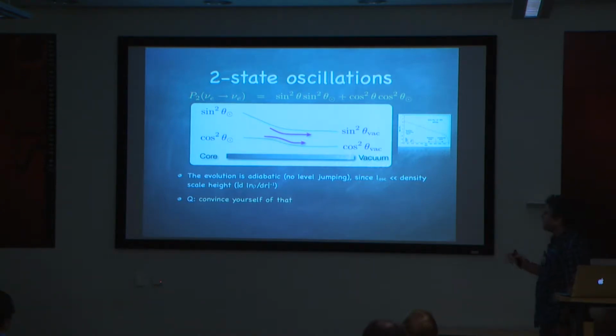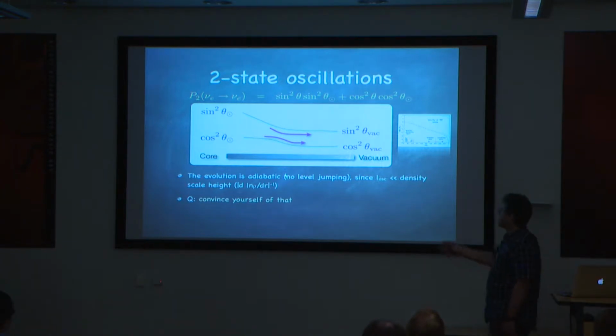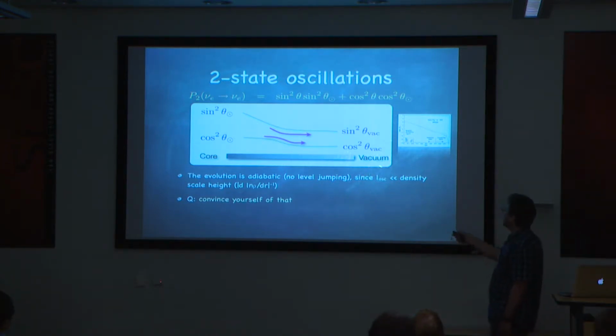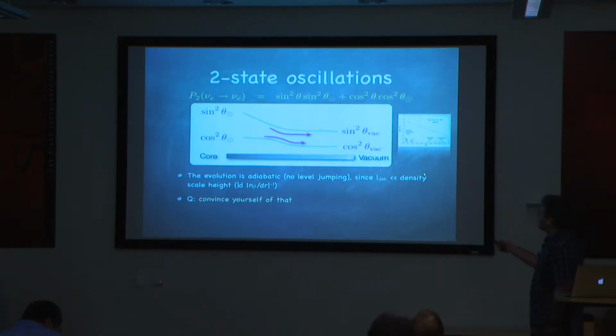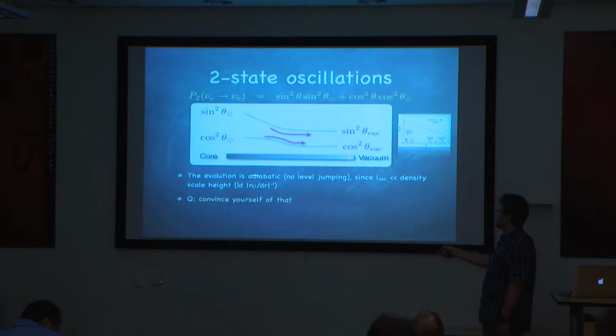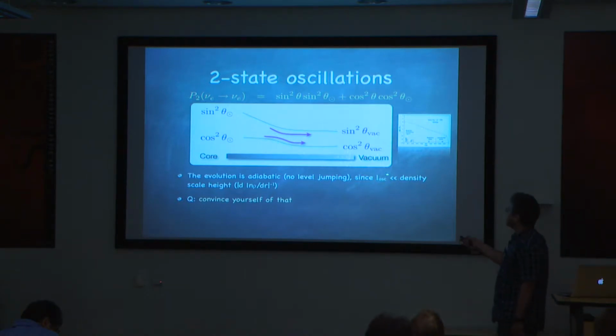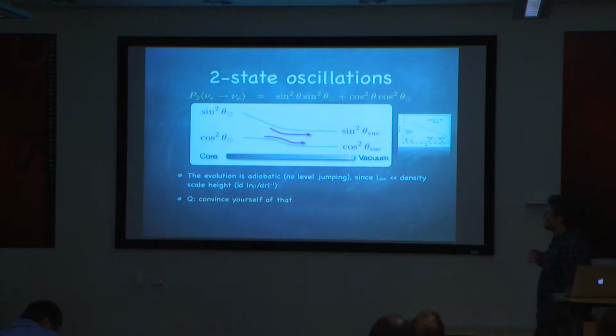The physical ingredient here is that I said that there is no level jumping, and to do that, I need to have a certain check between the relevant distance scales. The oscillation distance scale has to be significantly shorter than the scale on which density changes. So there is a scale height which you get as a logarithmic derivative of density, and the oscillation length has to be shorter. So the system wants to oscillate faster than the rate with which the Hamiltonian changes.